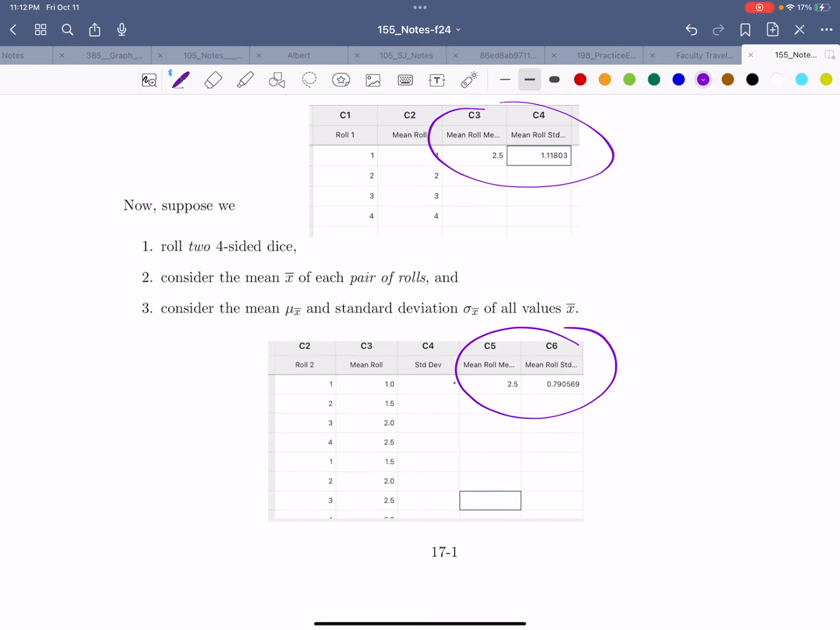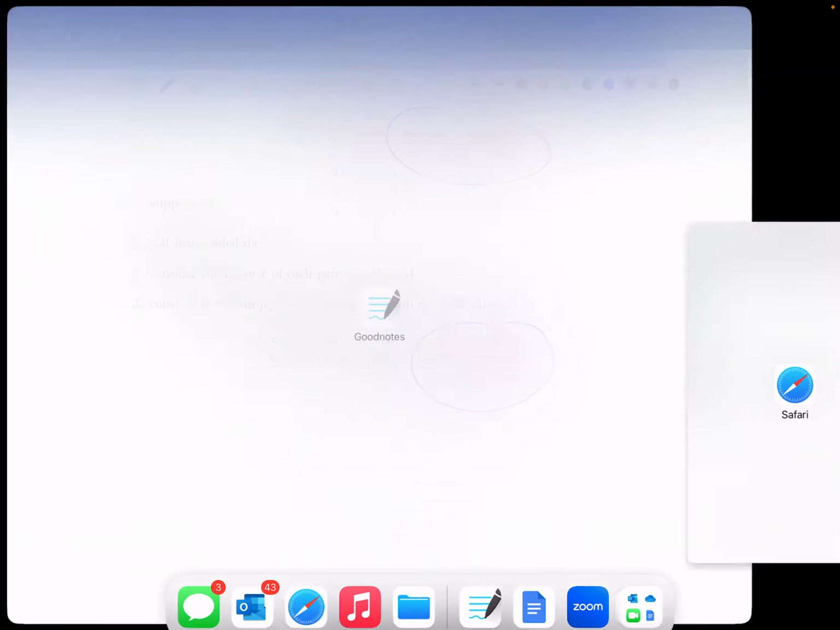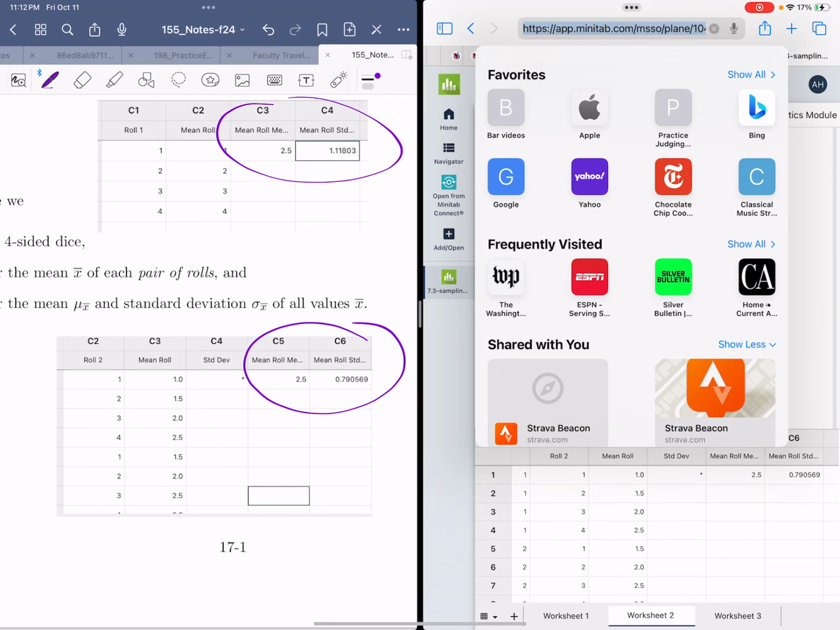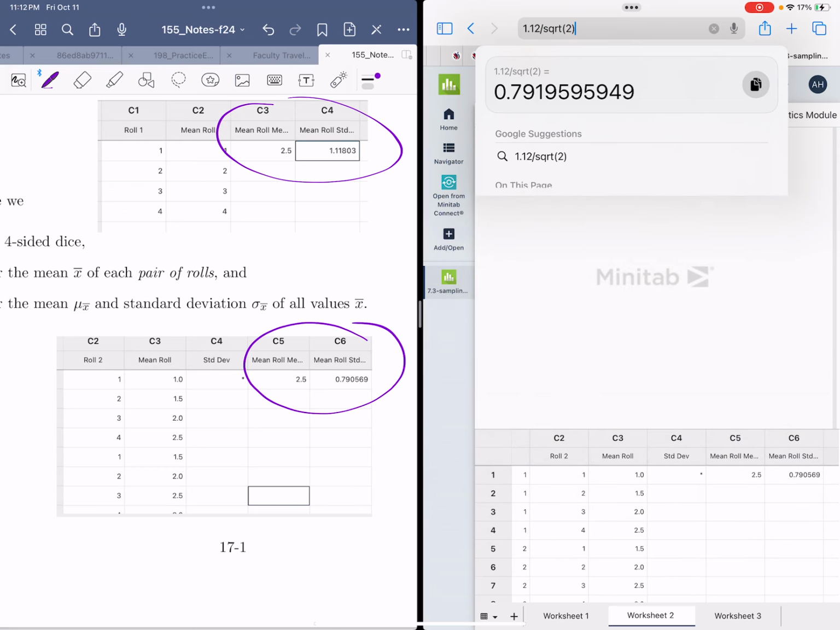Again, the mean was the same. Standard deviation shrunk a little bit. Okay. Let's just point one thing out super quickly. The original standard deviation was 1.12. What if we divide 1.12 by the square root of 2? We get the standard deviation of what we had before. In fact, let me be a little finer about that: 1.1803. Oh, look at that.